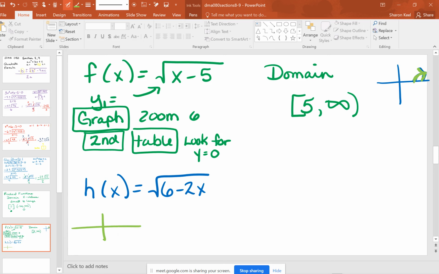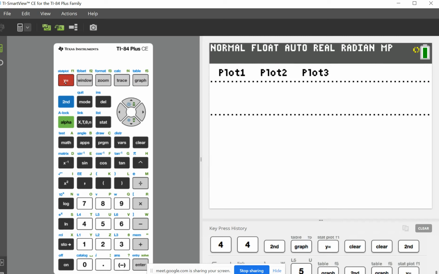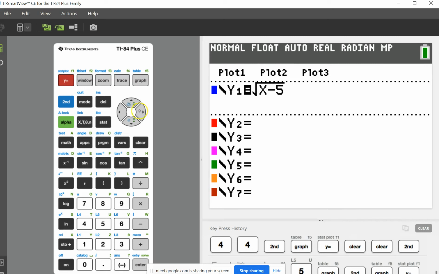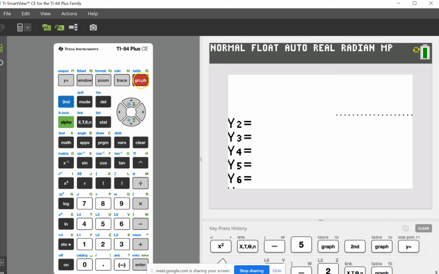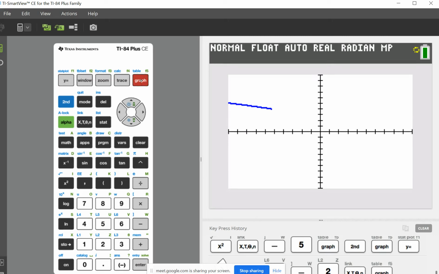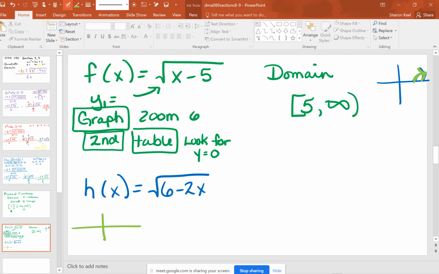So 6 minus 2x. If I come here to y equals, underneath, I'm doing 6 minus 2x. Graph to view it. Now this one you notice is coming in from the left-hand side, and then it's coming over to this point. So small to large, this side is going to be negative infinity, and it's going to go up to a finite point. So this one, the graph, when I look at it, is going to come in like this.